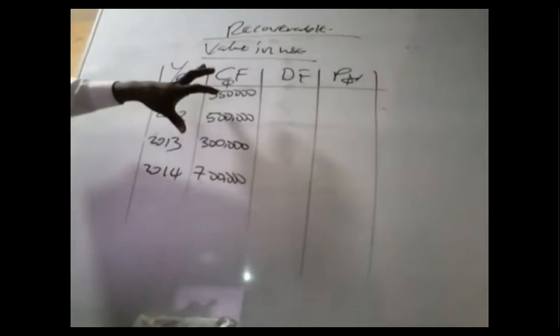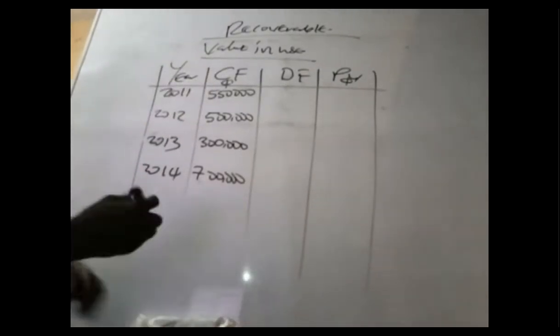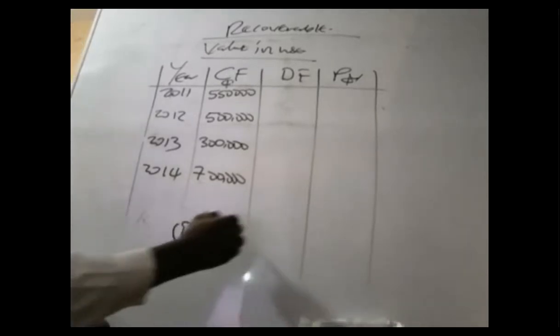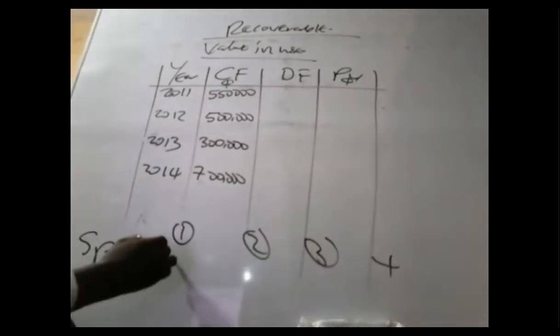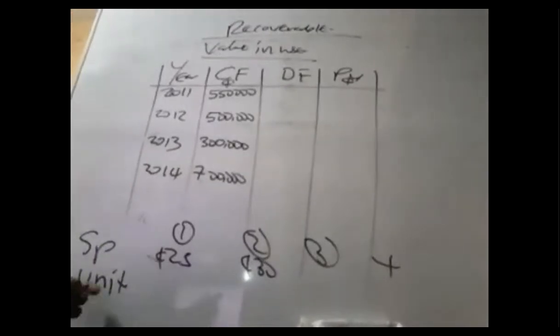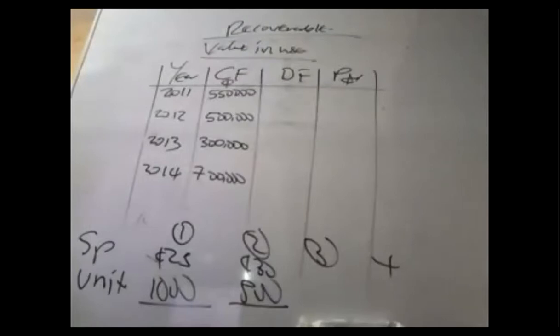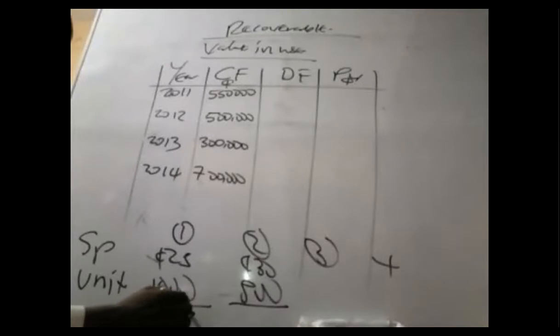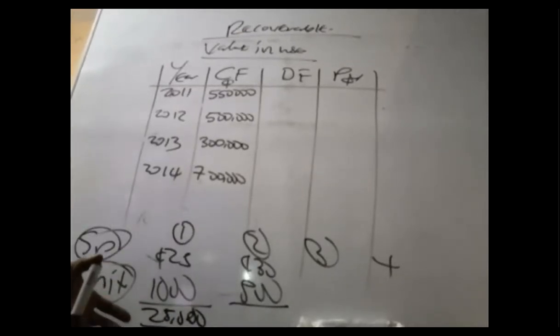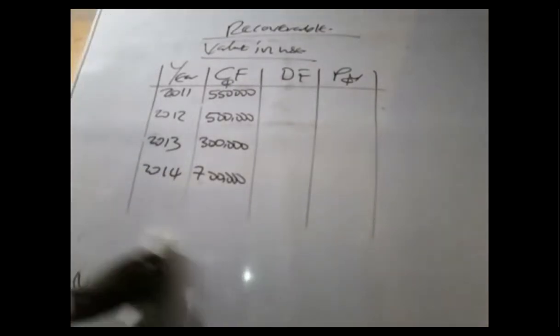Please, and please again, the examiner can let you calculate these cash flows from scratch. They will give you the selling price of the unit that this plant will produce. Let's say year one, year two, year three, year four, the selling price is, let's say, 25 cedis, 30 cedis, and so on. And the units they will produce, let's say 1,000 units, 500 units. That means you have to multiply to get the cash flows yourself. Something like this, you get 25,000 cedis. That'll be the year one cash flow. Put it in. So when they give you the selling price of the product and the units, you can find the cash flow. But down here, we've been given the cash flows already.